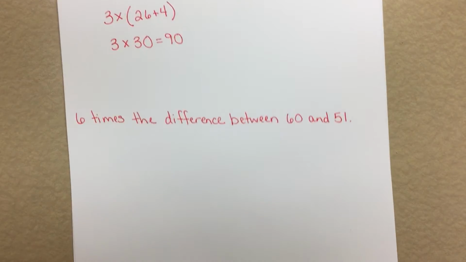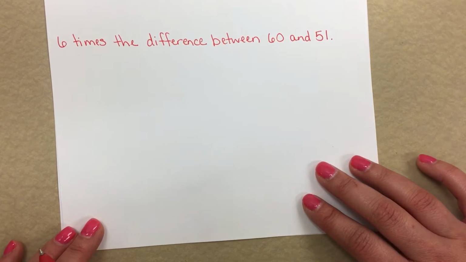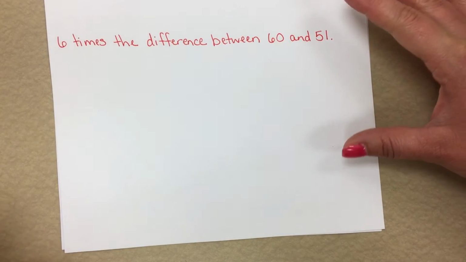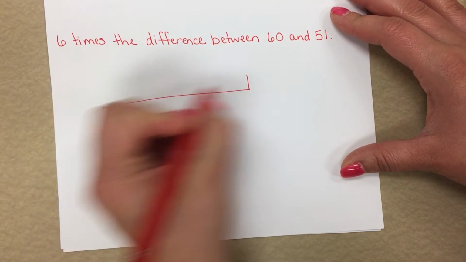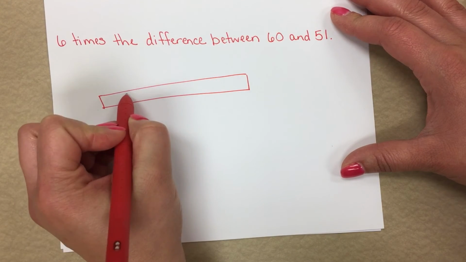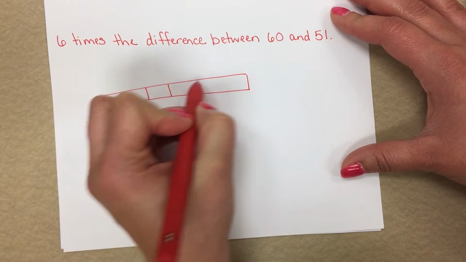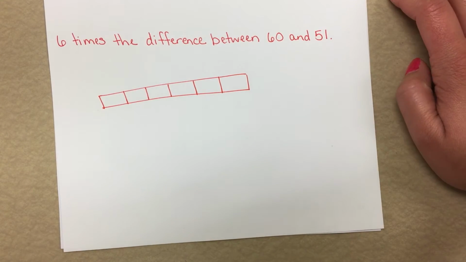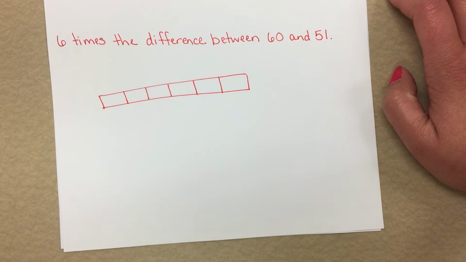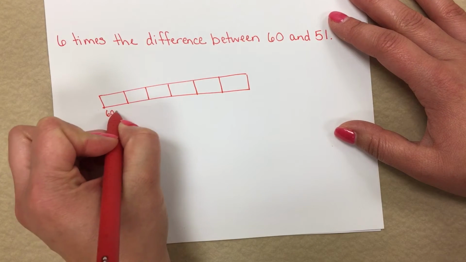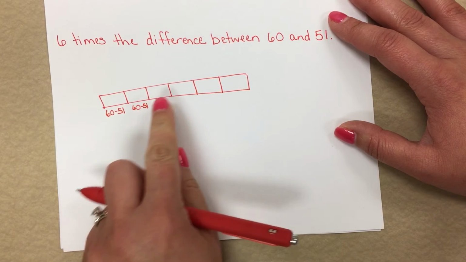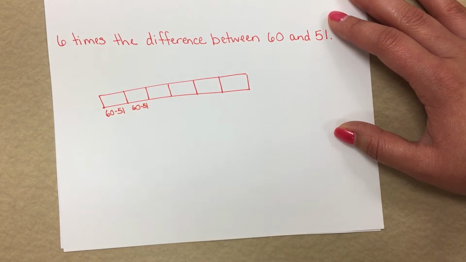So here's another one. This is, again, just another example. This is 6 times the difference between 60 and 51. So if I wanted to draw this out on a tape diagram, I would have it split into 6, okay, because 6 times, and then 6 times the difference between 60 and 51. So I would have 60 minus 51 here, 60 minus 51 here, and I'd have it here, here, here, and here. I'm not going to write all those out.